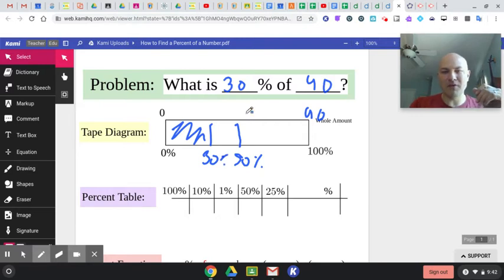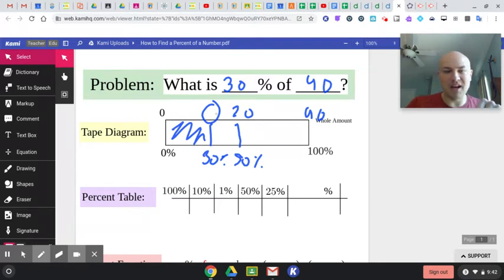So we want to find out what number would go here, right? So you might say, oh, well, half of 40 is 20. That would be 50%, and it's going to be a little less than 20. And you'd be right, and that's a nice way to estimate it. But there's a better way, all right? So I'm going to go down to this table now.